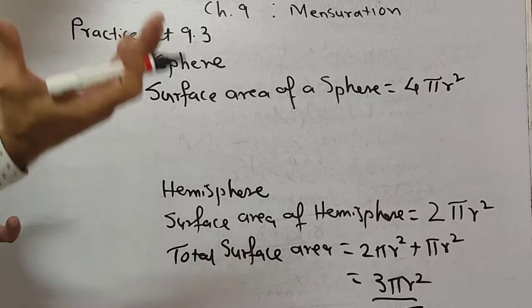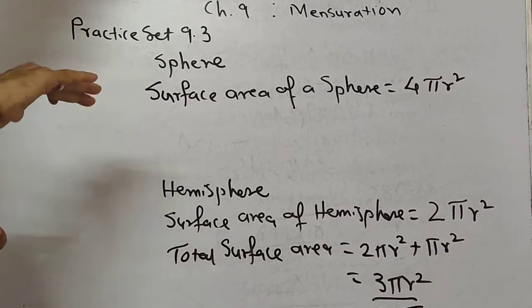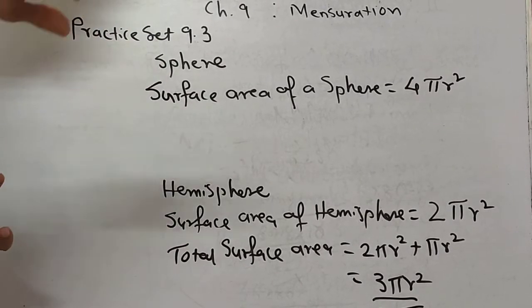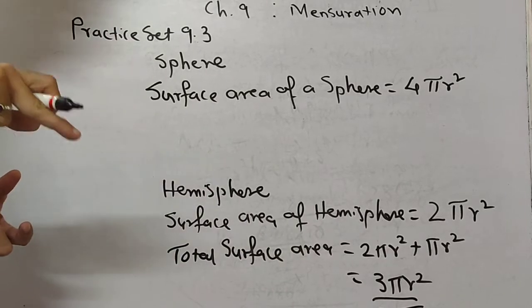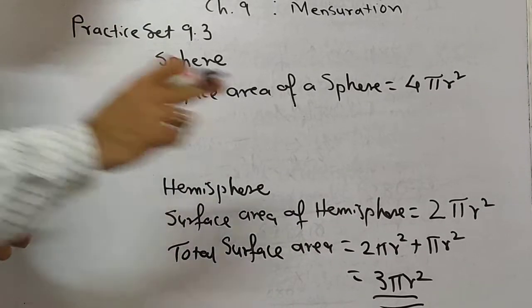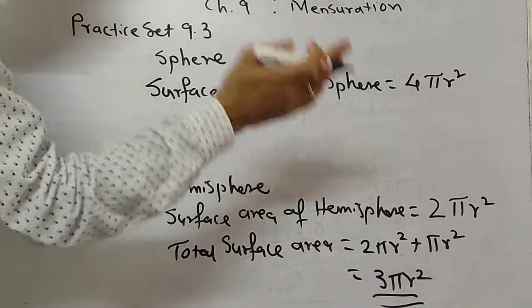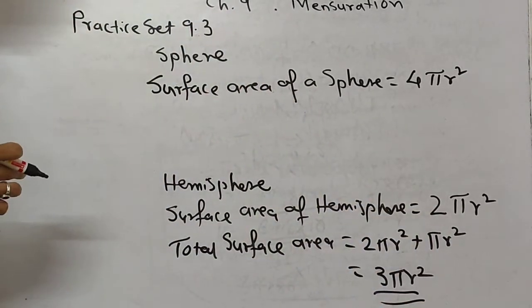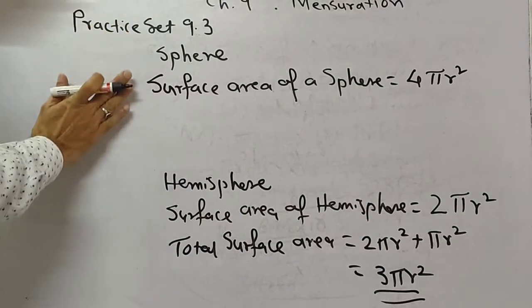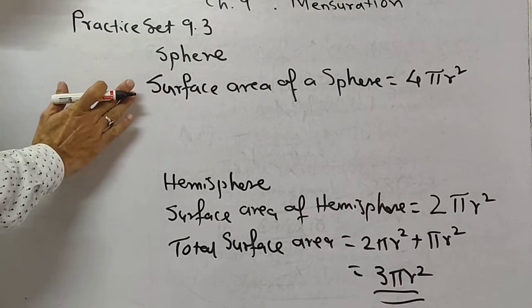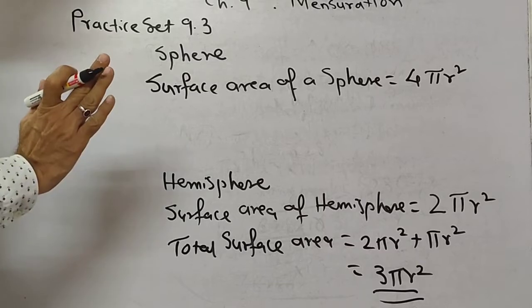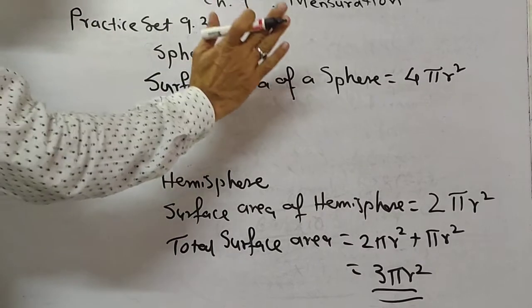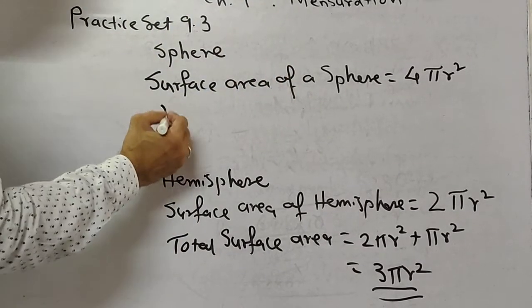When you cut a mosambi, on the part which is cut you can see the round shape, that is pi r square. So half, 2 pi r square plus pi r square, you get 3 pi r square. So for a sphere there is no curved surface and no total surface. Only surface area is 4 pi r square.